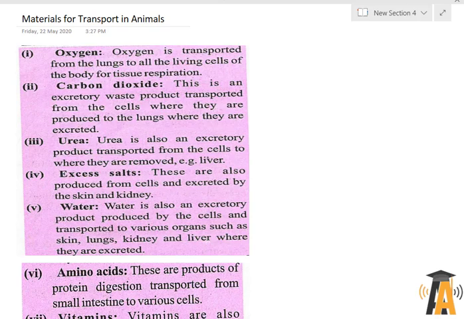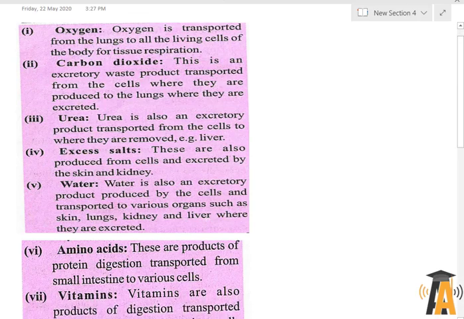It's a byproduct. Also, we have excess salt. Excess salt is not good. When you have too much of it in the body, it's not good. So that part that is in excess will need to be removed by the skin as well as the kidney. Water also is an excretory product which is removed by the cell and transported to various organs such as the skin, lungs, kidney, and liver, where it is excreted.